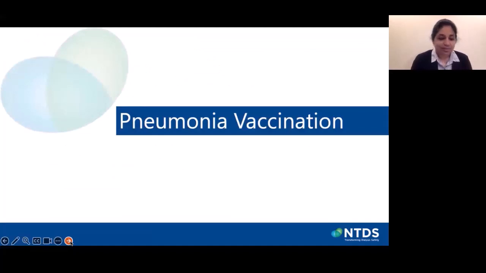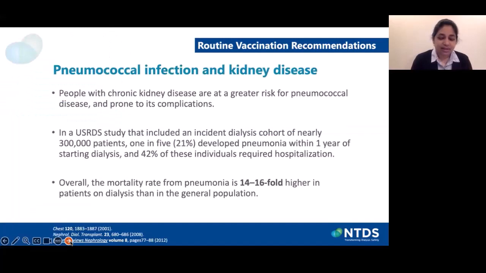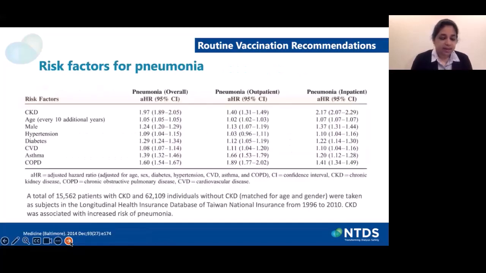People with chronic kidney disease are at higher risk of pneumococcal disease and prone to its complications. In a USRDS study of nearly 300,000 dialysis patients, 1 in 5 developed pneumonia within 1 year of starting dialysis, and 42% of these individuals required hospitalization. Overall, the mortality rate from pneumonia is 14 to 16-fold higher in patients on dialysis than in the general population. In another study comparing patients with and without chronic kidney disease in Taiwan, chronic kidney disease was associated with increased risk of pneumonia with an overall hazard ratio of 2.